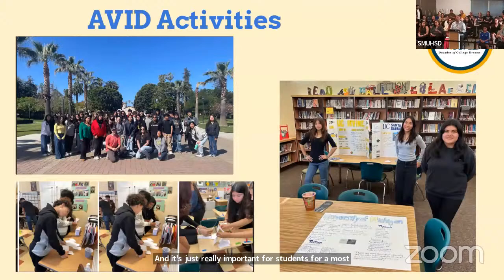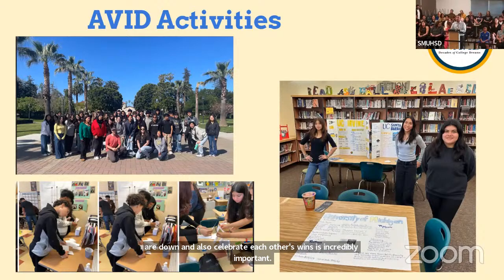And as many of you know, there's nothing like that moment where you set foot on a college campus for the first time. In the lower left-hand corner, that's an example of some of the community building activities that we do in AVID. For an AVID class to be successful, having a strong sense of community is incredibly important. Being able to support each other when people are down and also celebrate each other's wins is incredibly important. And that starts with the community building.